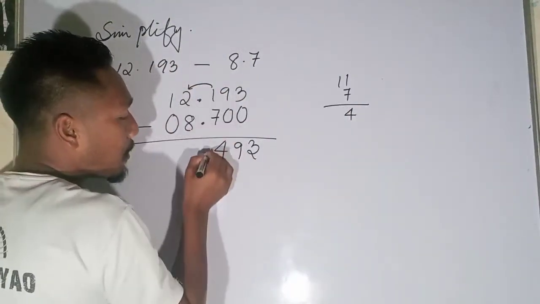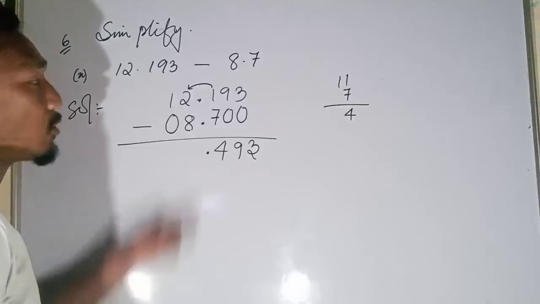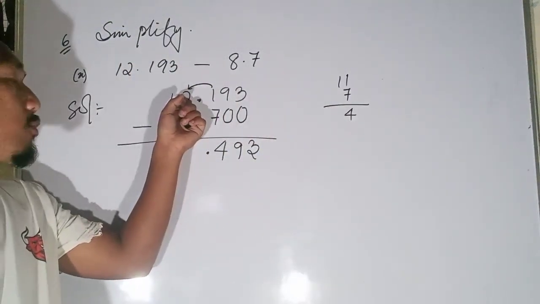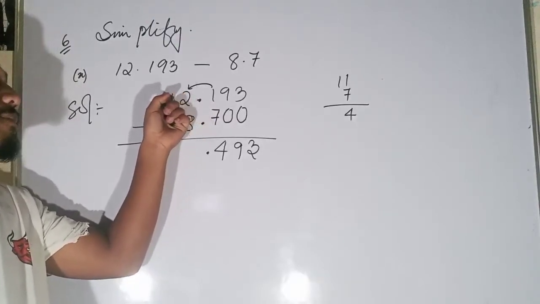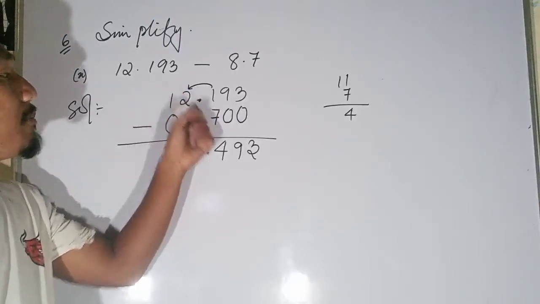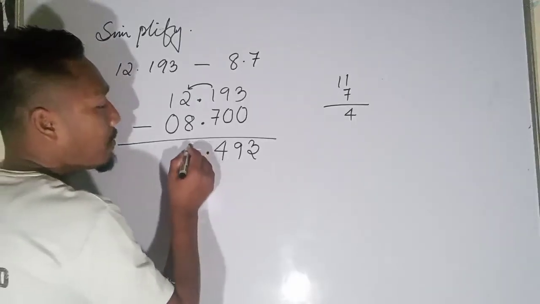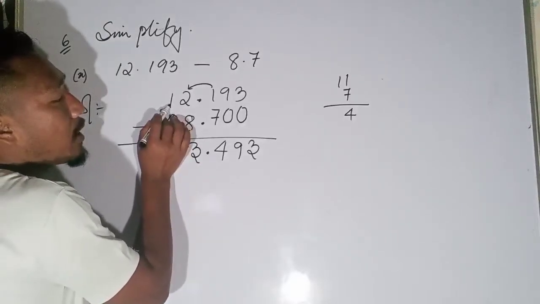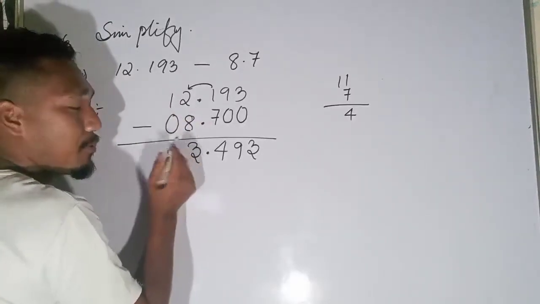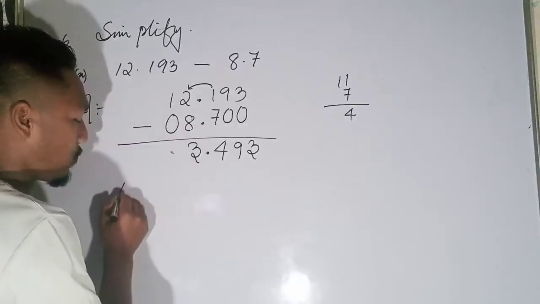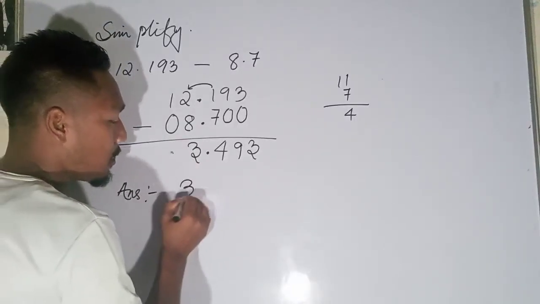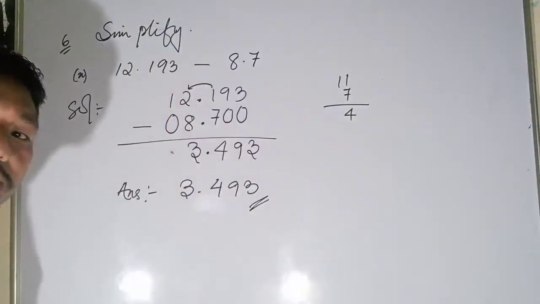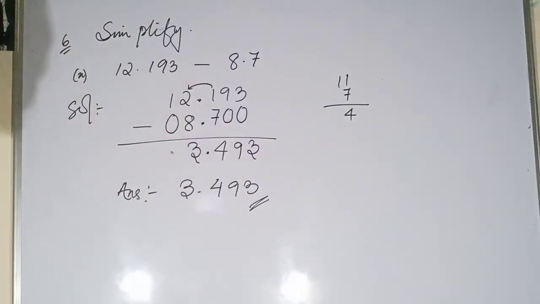Now bring down the point here. Now how much is remaining here? 1, because we have borrowed 1 from the number. So from 2 it reduced to 1. So again you have to borrow one more from here, that becomes 11. 11 minus 8 will become 3. Now here this one is already borrowed, that means 0 is here, so we can put the 0 or leave it out of the answer. So your answer is 3.493.